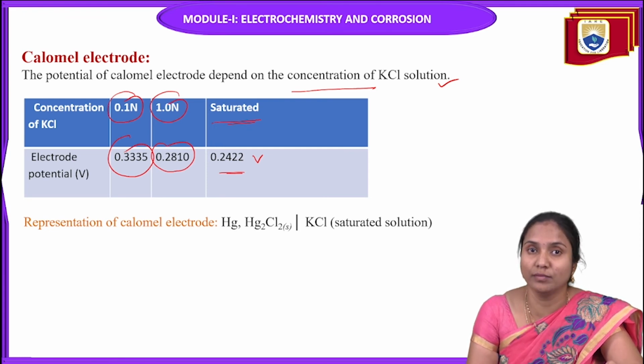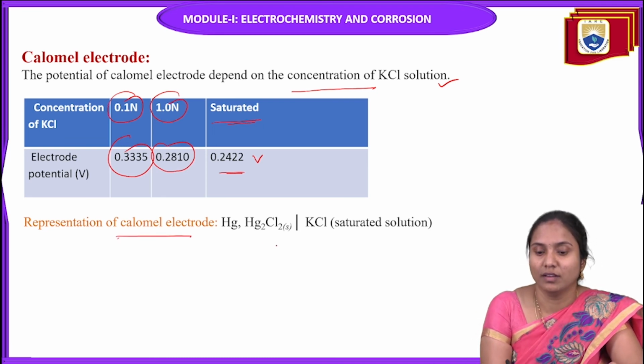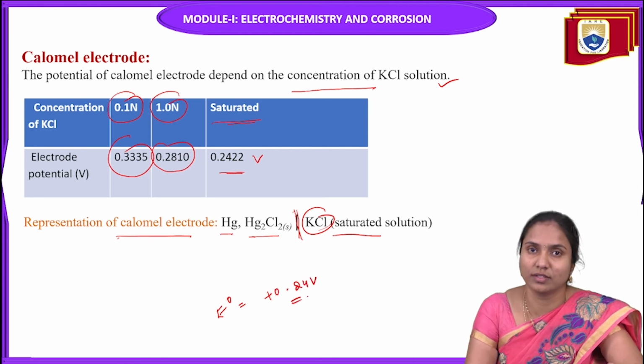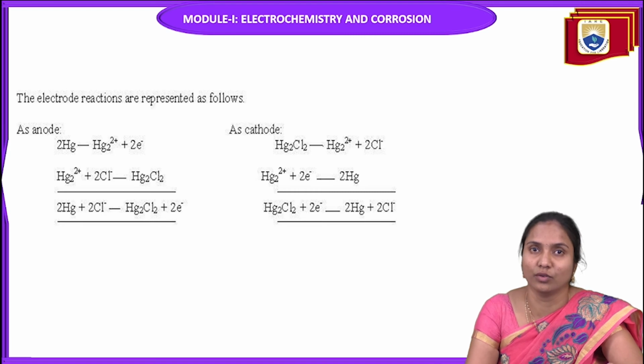So what is the main thing here? The electrode potential of the Calomel electrode mainly depends on the concentration of KCl solution. If the concentration of KCl solution is changed in this Calomel electrode, the electrode potential values also change. This Calomel electrode is represented as solid mercury, mercurous chloride, and this parallel line indicates the electrode and electrolyte solution are separated. KCl solution is used as the electrolyte solution. Generally, we take saturated KCl solution in this calomel electrode, so its electrode potential is plus 0.24 volts. So this is the construction of the calomel electrode.